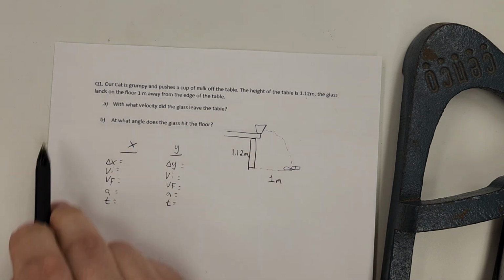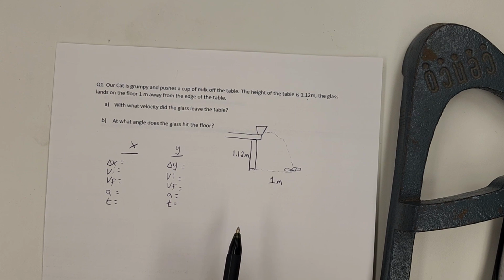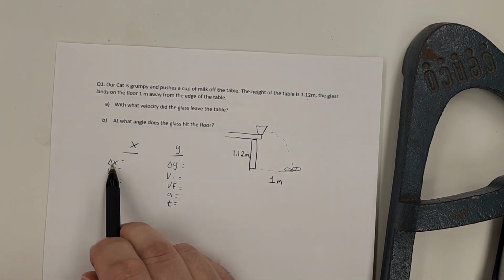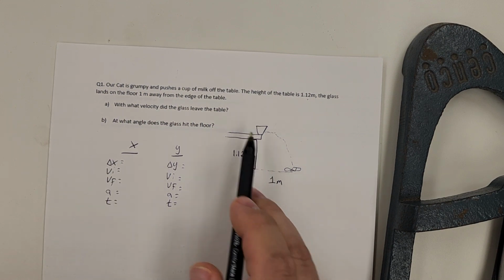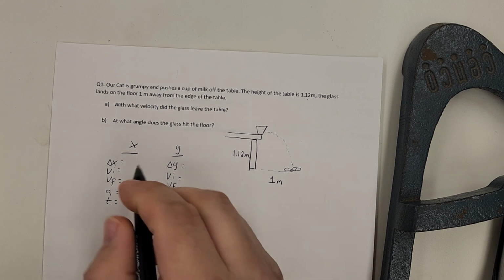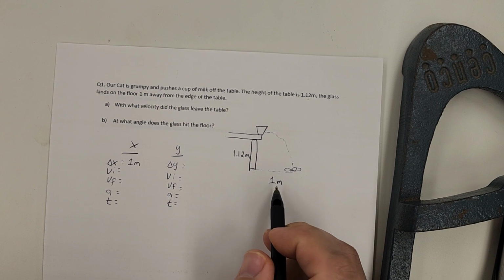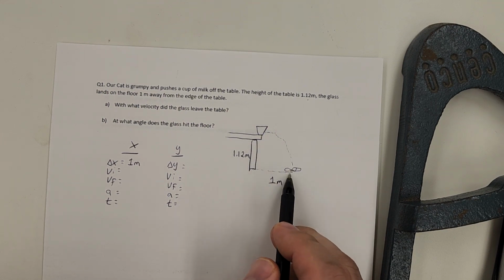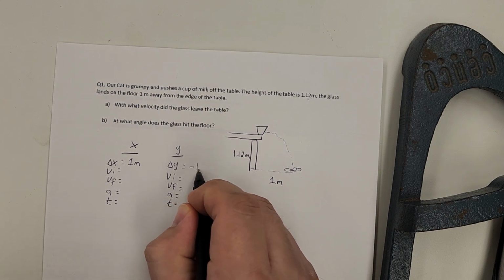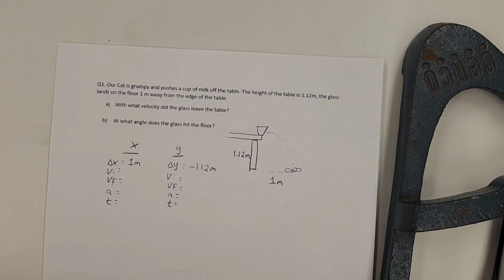Now I grab what information I can that was in the problem. Okay. So first off, let's look at our x. The change in x, it moved 1 meter. And it moved a meter the way I drew it here. Moved a meter over in the positive direction. So our change in x is 1 meter. Our change in y, glass started up here and it fell down 1.12. So I'm going to put that as a negative 1.12.